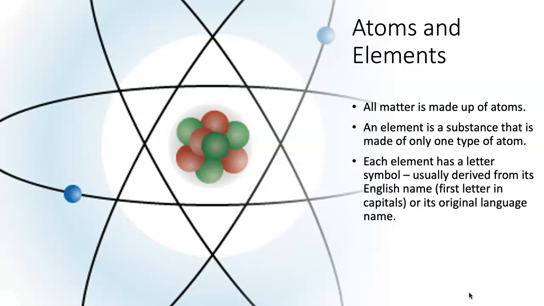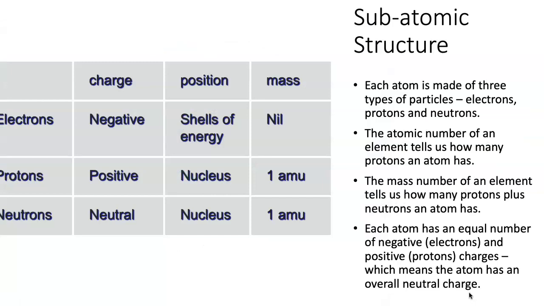Atoms and elements. All matter is made of atoms. An element is a substance that is made of only one type of atom, and they have a letter. Now, letters become important. These symbols are used in the periodic table to show us where each of the elements sits. So, these are things we know.